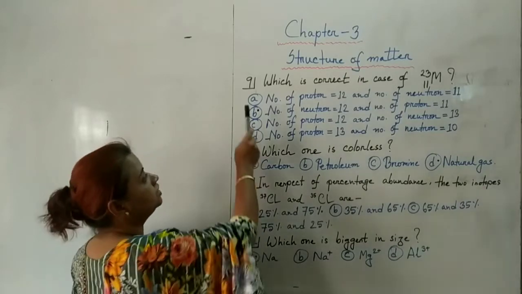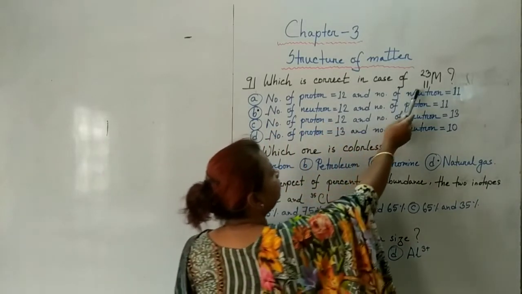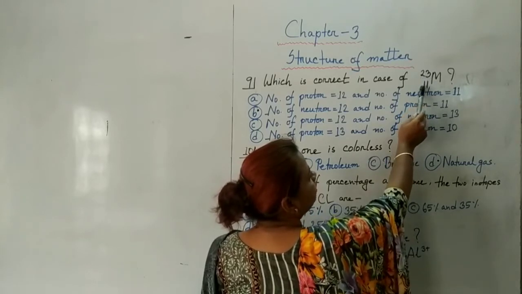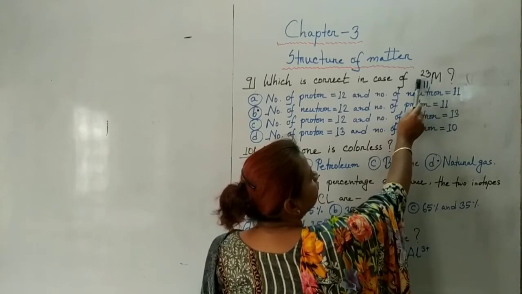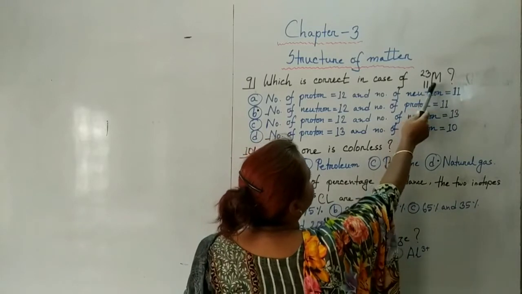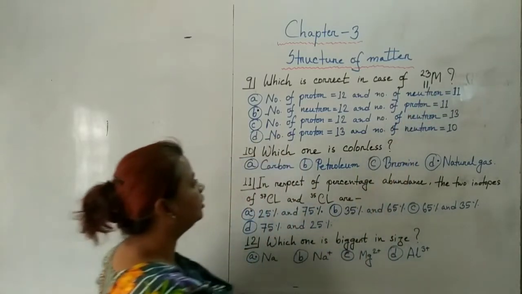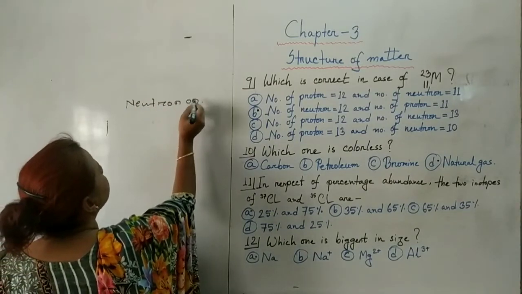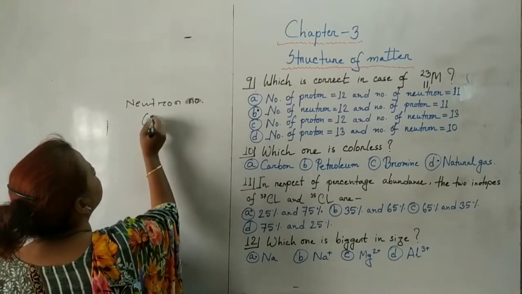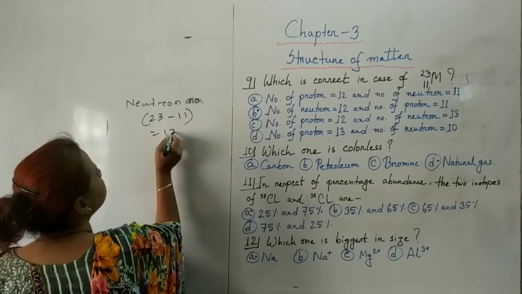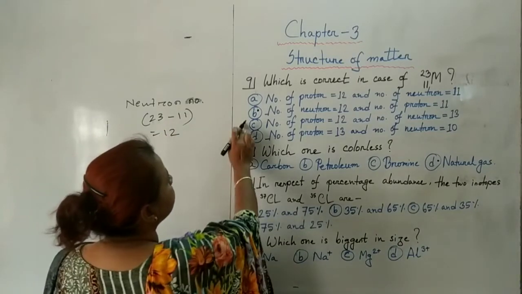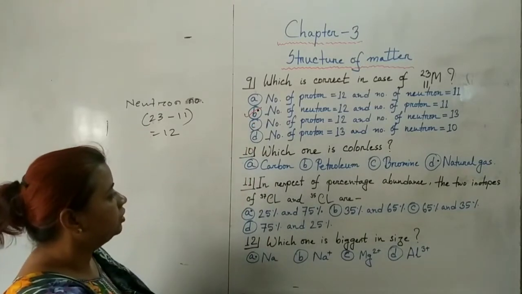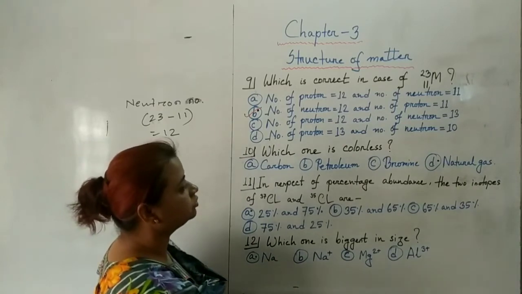Clear? Question number 9. Which is correct in case of M 11 23? Here, 11 indicates atomic number and 23 indicates mass number. Atomic number means proton number and mass number means proton plus neutron number. In this case, proton number is 11. So, neutron number of M is equal to mass number minus atomic number, which is 12. So which one is the correct answer? Correct answer is 9B. Here neutron number is 12 and proton number is 11. Which one is colorless? Carbon, petroleum, bromine, natural gas.